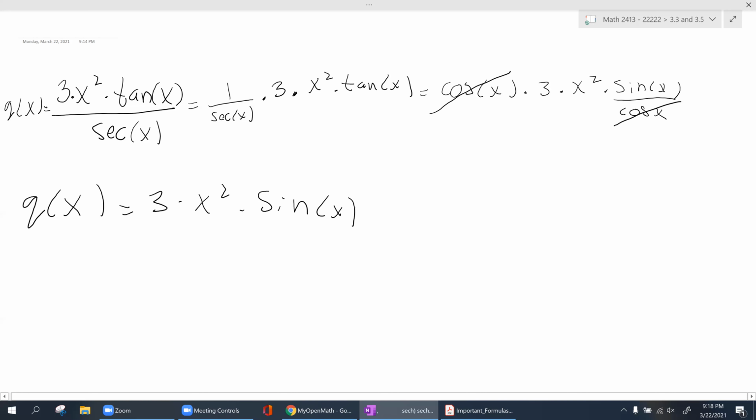Generally, whenever you're applying the product rule and you have, let's say, the x squared, you want to bring any coefficients with it. So in other words, your f would be 3x squared, and your g would be sine of x. And at this point, you can go ahead and do your product rule.